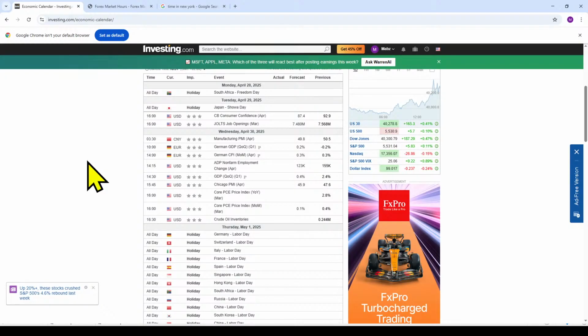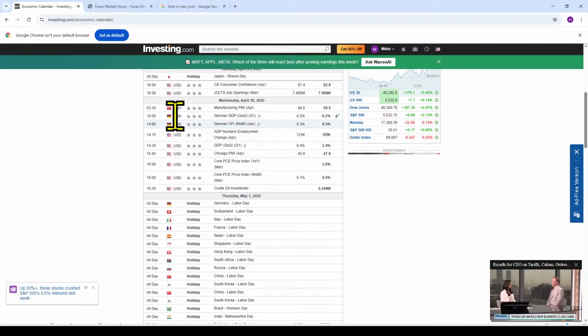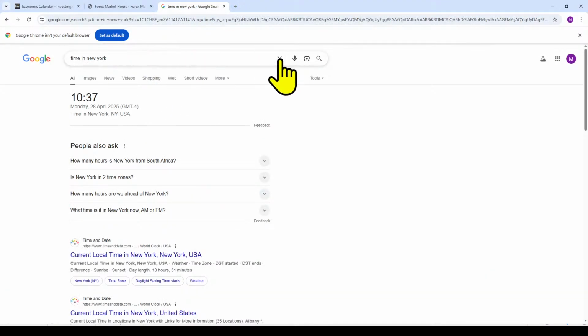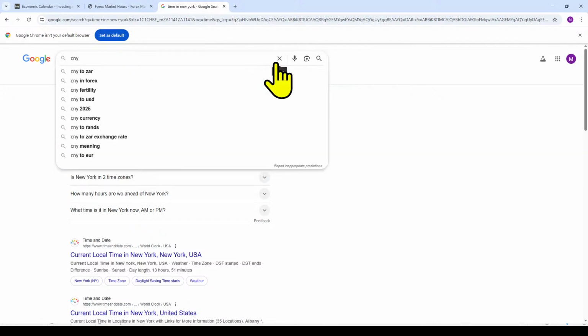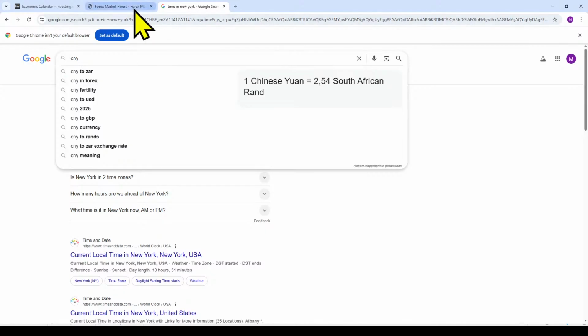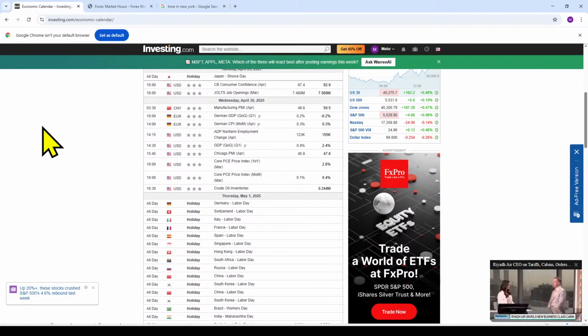Then number three, Wednesday, 30th of April 2025, we have quite a number of news events. We've got something that's going to target the CNY. What is CNY? Is it Chinese? Hold on, guys. Yes, the Chinese yuan. So there's a news event that's going to affect the Chinese yuan at 3:30 in the morning.